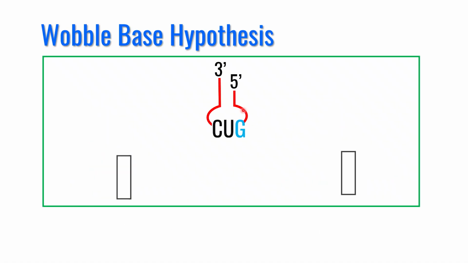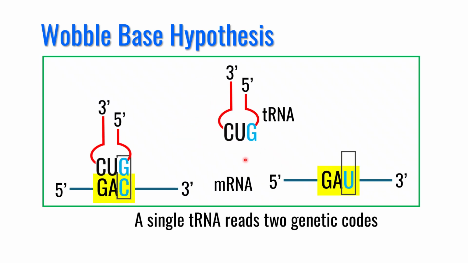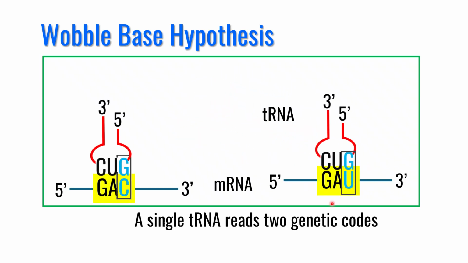Similarly, if you have G as the first base of anticodon arm, it can bind with C or U at the third position of the genetic code. GC is normal base pair, whereas GU is abnormal base pairing, and this flexibility allows a single tRNA to read two genetic codes.